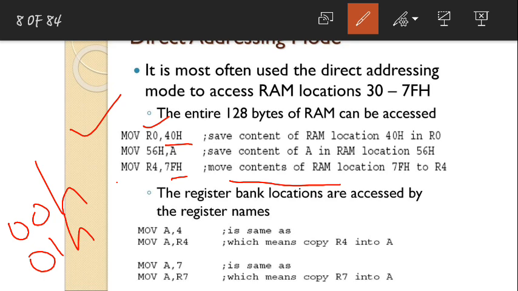See, the register bank locations are accessed by the register names. Instead of writing the address, generally we use the names. We can also move by using its address. There is no difference between them. But since they already have names, we directly use the names. Both are the same. See here, the first instruction is MOV A, 4.